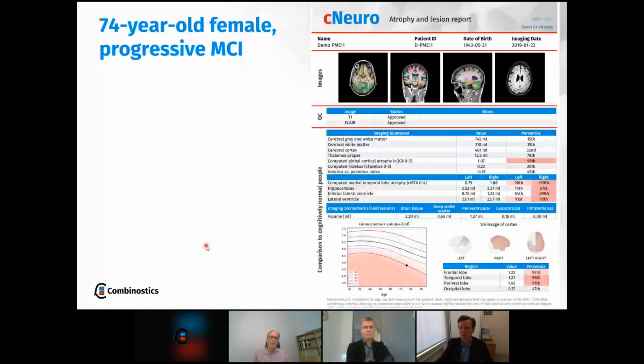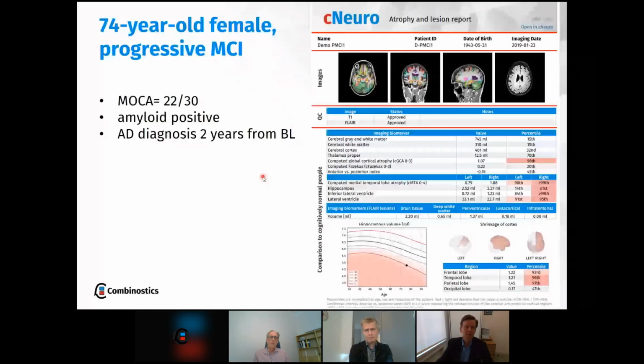But if we look in a bit more detail, you can see that the computed atrophy scale is also borderline. Hippocampus is borderline, but then if we look at the MTA scores, it's almost a 1 and almost a 2, which especially this one puts them at the 99th percentile, so that's really bad. So you have a combination of overall atrophy, but especially medial temporal lobe atrophy, which would be consistent with AD, also the pattern of a bit more posterior involvement.